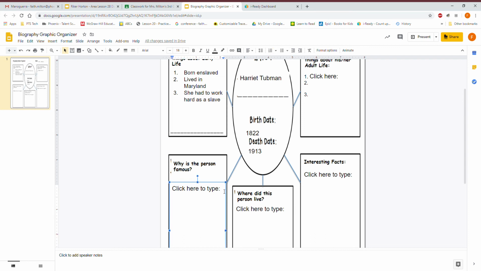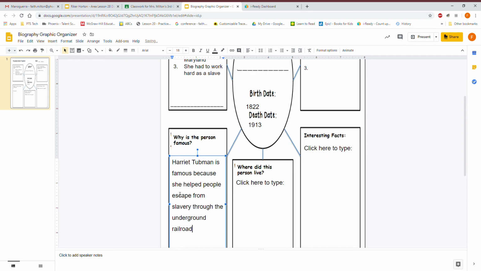Right here it says, why is this person famous? Well, Harriet Tubman is famous because she helped a lot of people escape through the Underground Railroad. So I'm going to write: Harriet Tubman is famous because she helped people escape from slavery through the Underground Railroad.